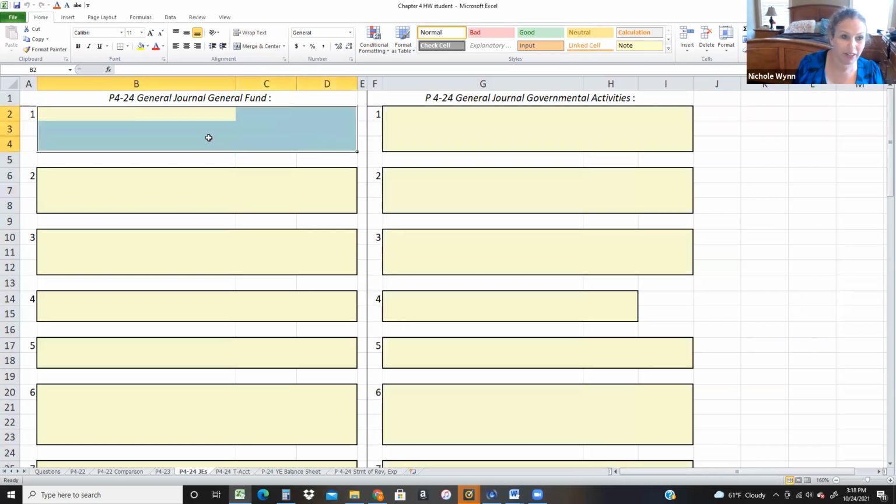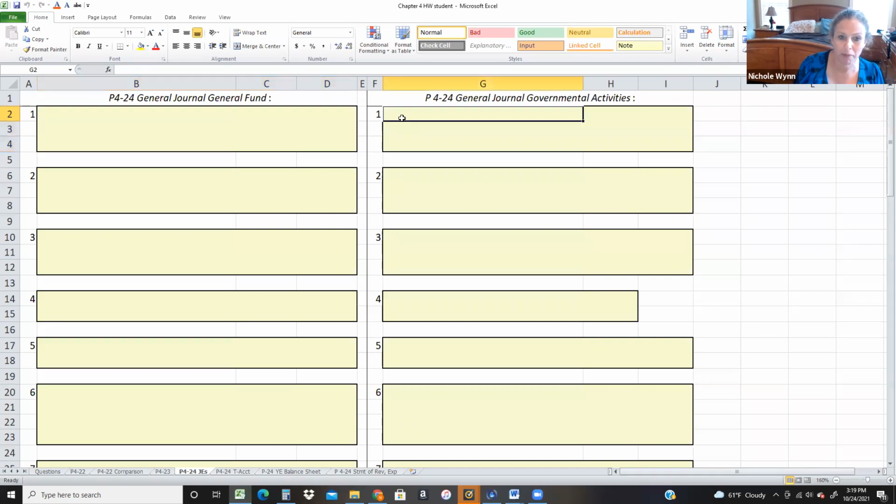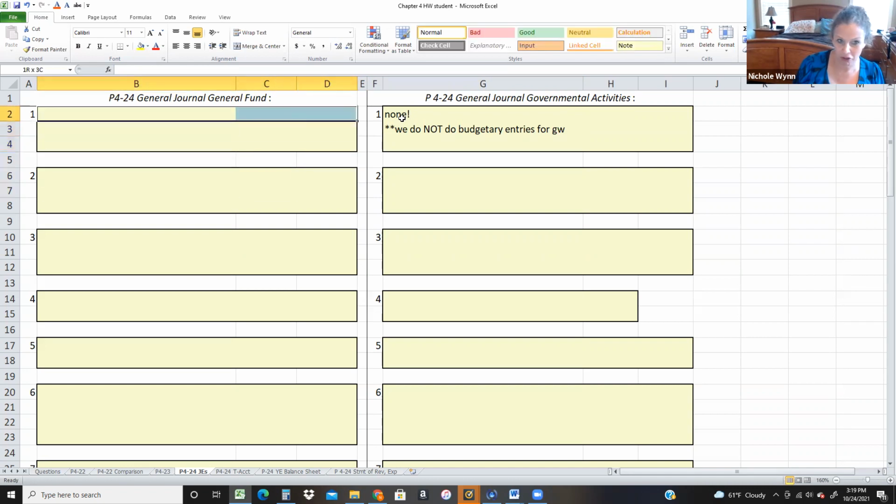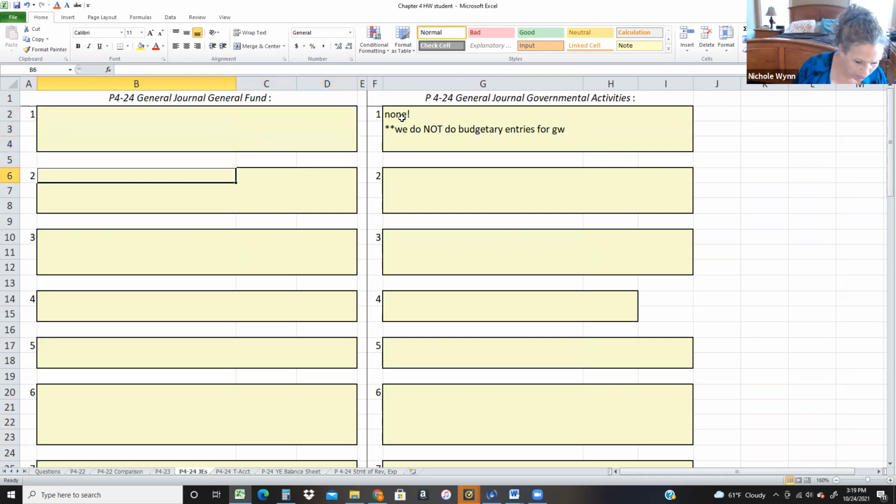So if it's a budgetary entry, like this first one is a budgetary entry. It says the budget has estimated revenues of $3,140,000 and appropriations of $3,100,000. So you'll do the budgetary entry over here, but over here, it will be none because we do not do budgetary entries for government-wide, okay? So you'll do the entry just like we just did for Town of Dunn for estimated revenue and appropriations right here. Number 2 is dealing with borrowing some money. Number 3 is dealing with accruing some revenue. Number 5, number 6, payroll.